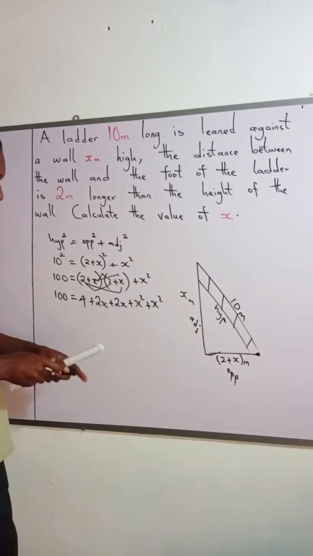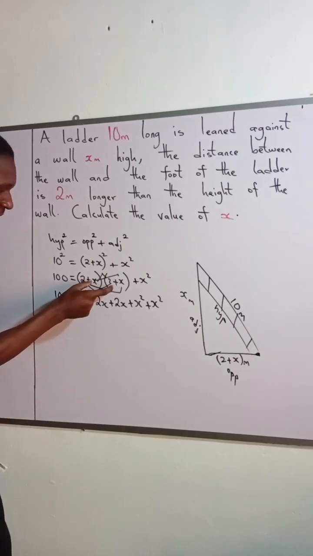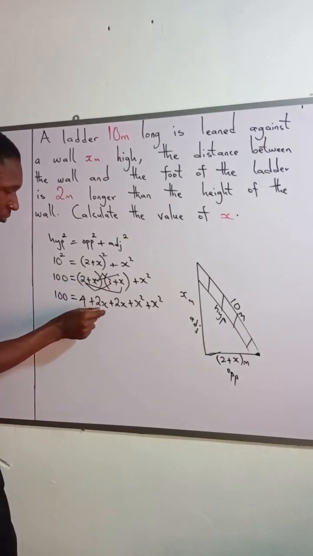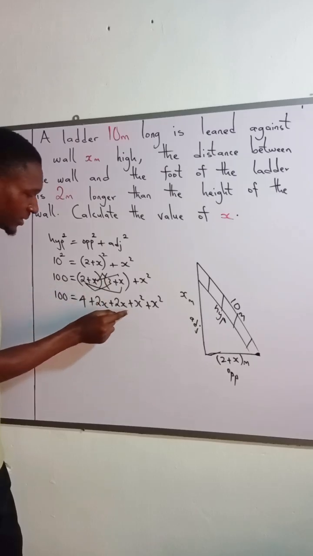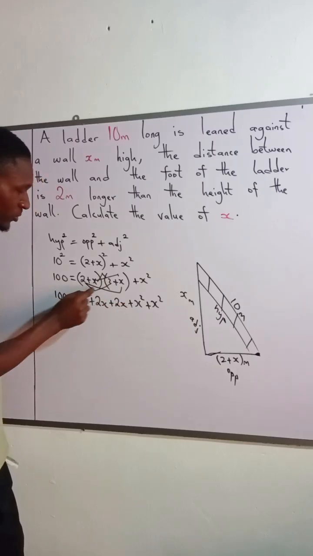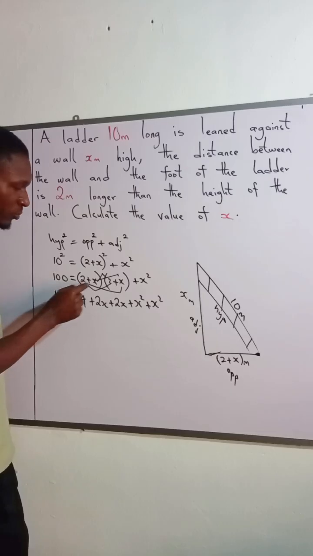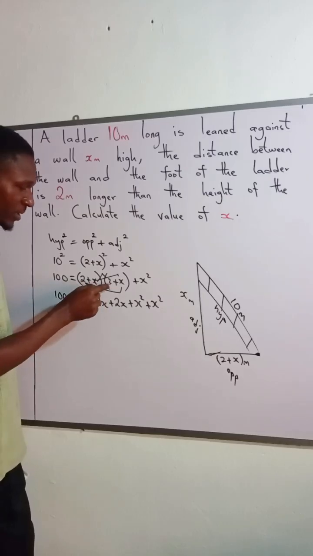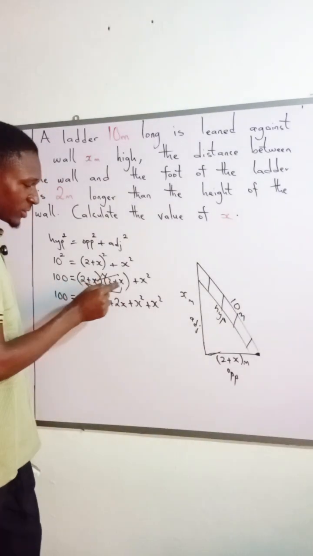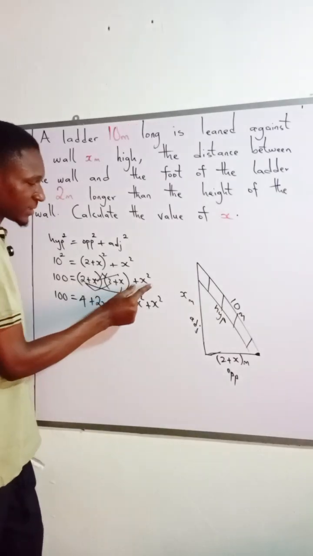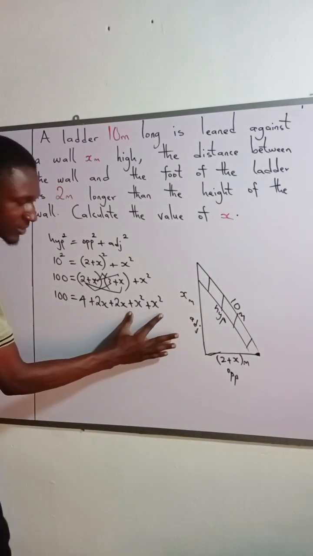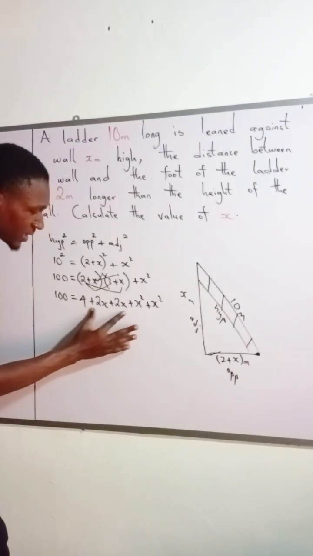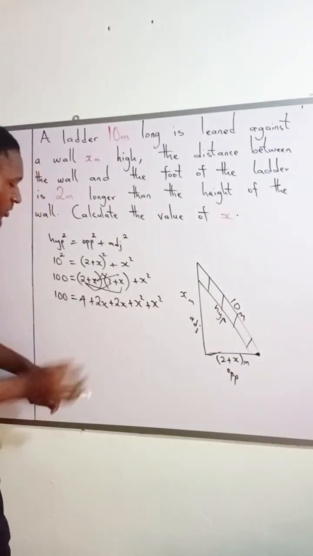Okay, so we just expanded this. 2 multiplied by 2 is 4. 2 multiplied by x is 2x. x multiplied by 2 is 2x. And x multiplied by x is x squared. And this x squared has been included here. Now we can see we have to combine these x squared terms. They are like terms. Combine the 2x terms also. They are like terms also.